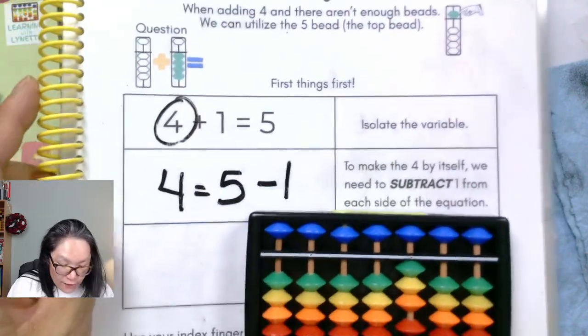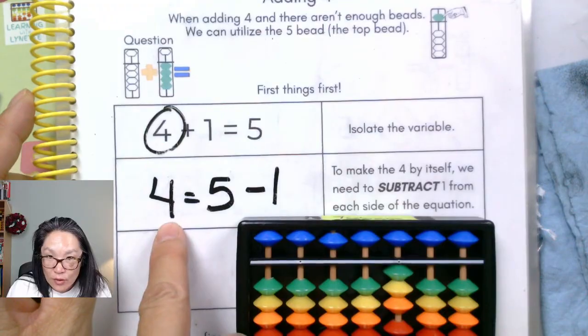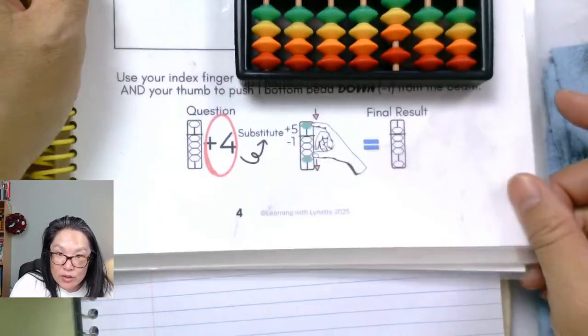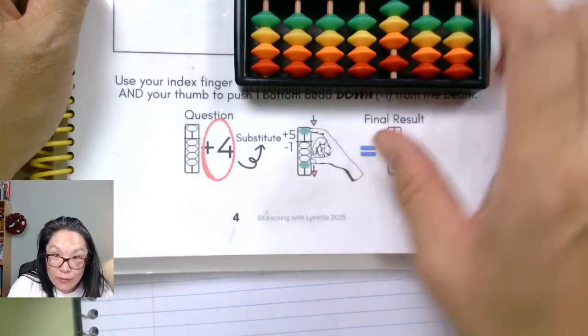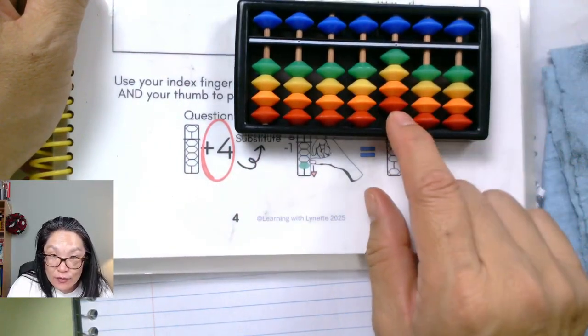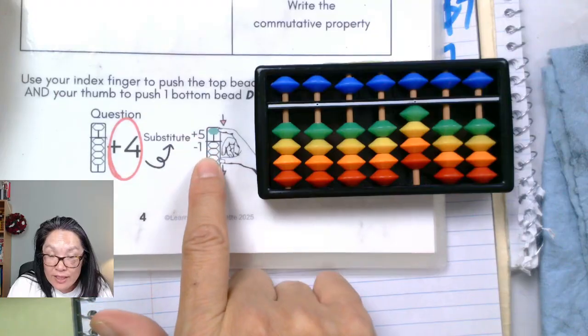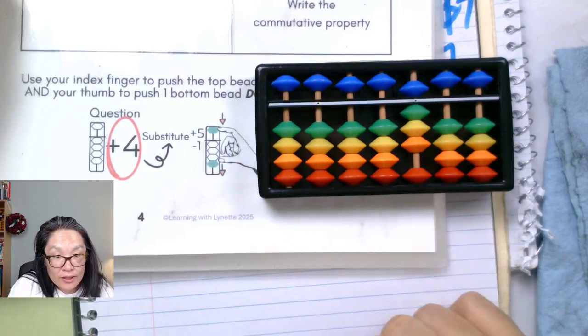Modify! To modify it, we're going to isolate the variable. When we isolate the variable, we're going to isolate the 4. And then we're going to substitute 5 minus 1. When we do that, that's what we're doing here. We want to add the 4, but we can't because there's not enough beads. So what do we do? We have to substitute plus the 5 minus the 1. I'm going to plus the 5. I'm going to take away the 1. So my final answer is 8.